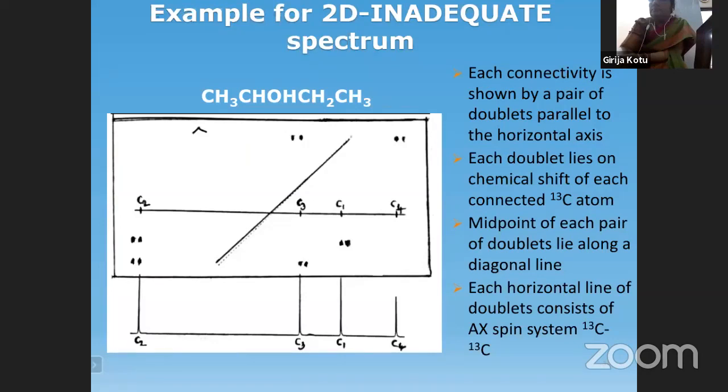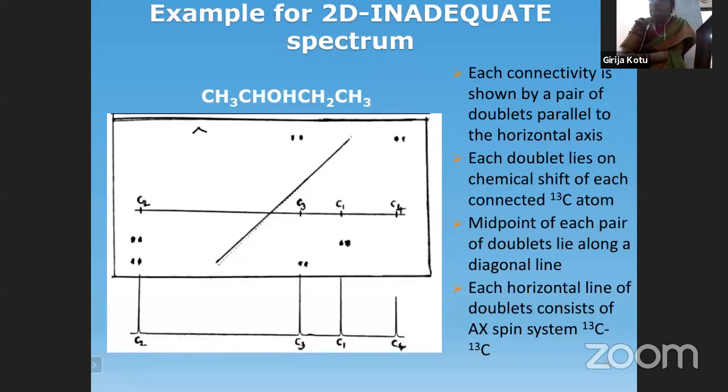And now the first connectivity we will look at. The second carbon is connected to the third carbon. So for the third carbon, this doublet and that doublet are equidistant from the diagonal line. Next, the second carbon is also having connectivity to the first carbon. For the first carbon, there is another pair of doublets, and that is equidistant to this pair of doublets from the diagonal line. And the fourth carbon, let us consider the fourth carbon.